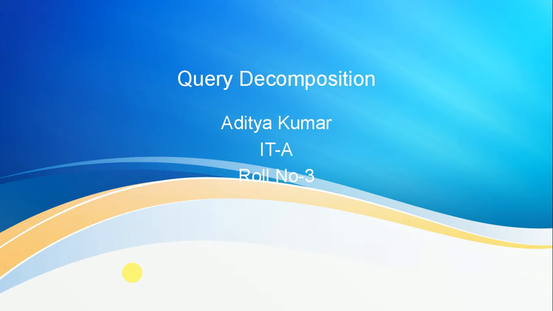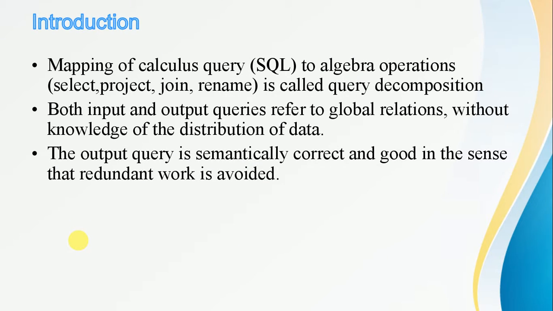Hello friends, today I am going to talk about query decomposition. Mapping of calculus query to algebra operations such as select, project, join, rename is called query decomposition. Both input and output queries refer to global relations without knowledge of the distribution of data. The output query is semantically correct and good in the sense that redundant work is avoided.